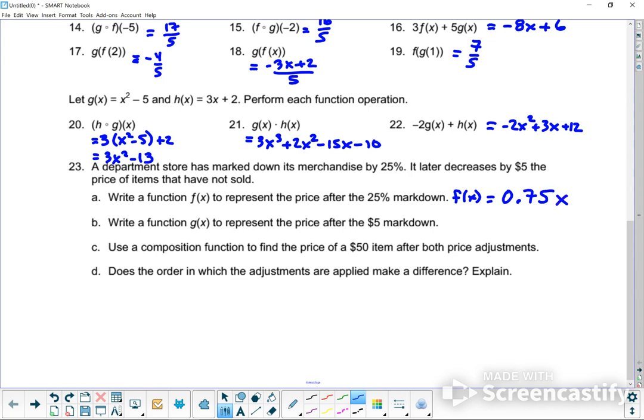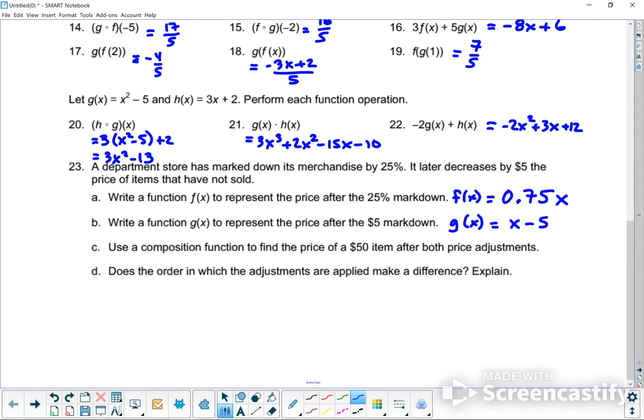Okay, write a function g of x to represent the price after the $5 markdown. So g of x would be, if you had an original price of x and you're going to mark it down by $5, just x minus 5. Really nothing else to that. Use the composition function to find the price of a $50 item after both price adjustments. This one says that it's marked down by 25% and then later by 5.